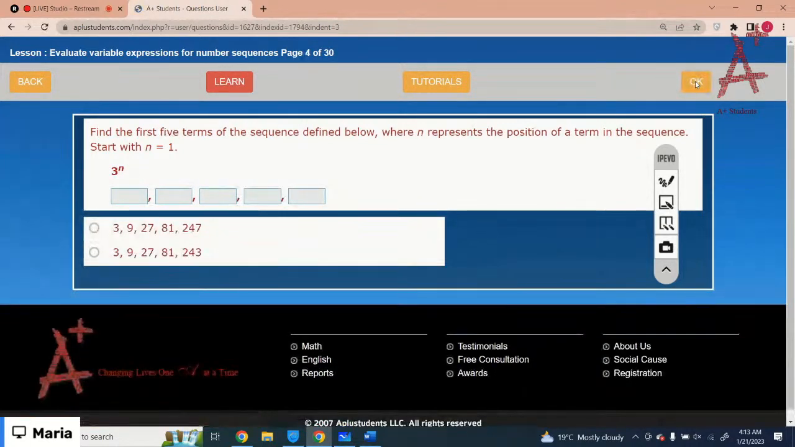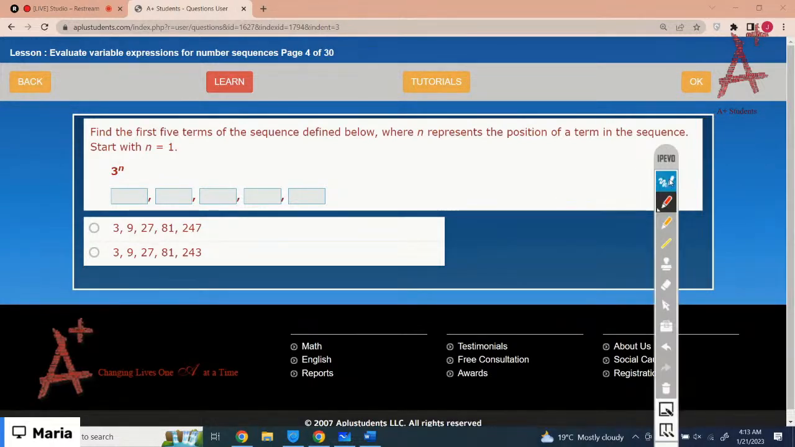Okay, find the first five terms in the sequence defined below. So you have to calculate the first five values. Got it? Just start with n equals 1. So n equals 1 for the first one is 3 exponent 1, which is 3. For the second one, replace the n with 2. It would be 3 exponent 2, which is 3 times 3, that is 9.